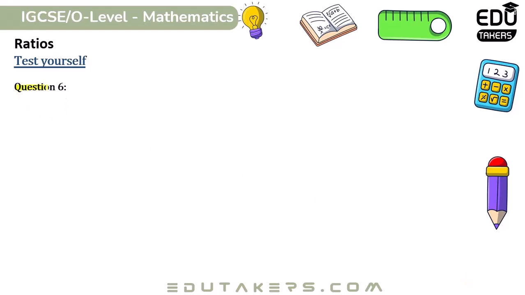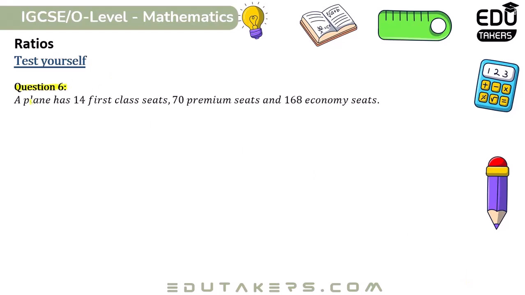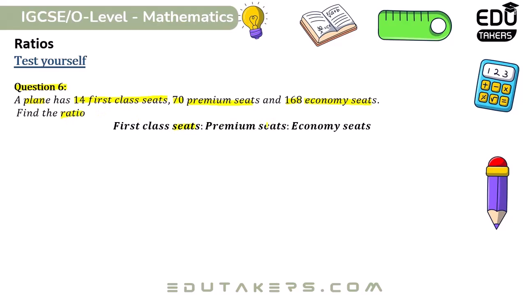Question number 6. A plane has 14 first-class seats, 70 premium seats, and 168 economy seats. Find the ratio of first-class seats to premium seats to economy seats in its simplest form. And it's a 2-mark question.